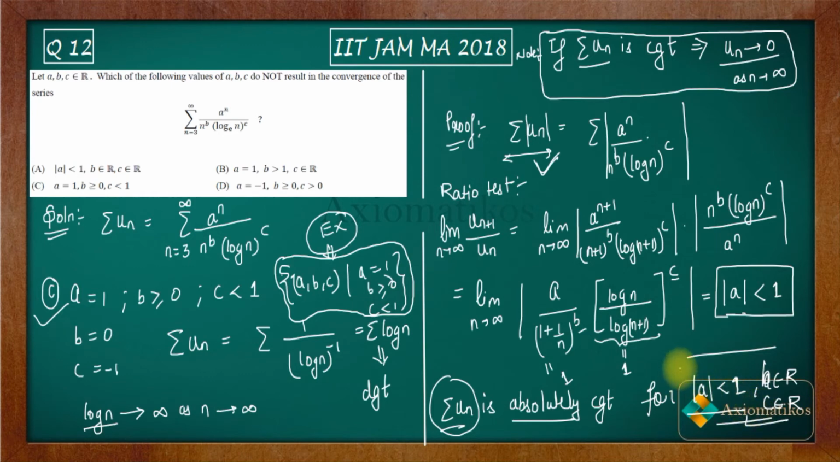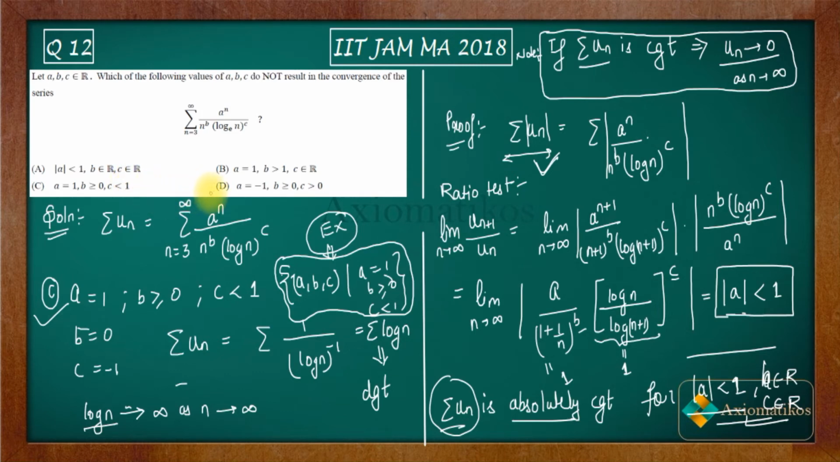So from here, what I am proving is that in your option A, it is actually true that for every value inside this set A, your series is going to converge. This is what I have proved up till now.